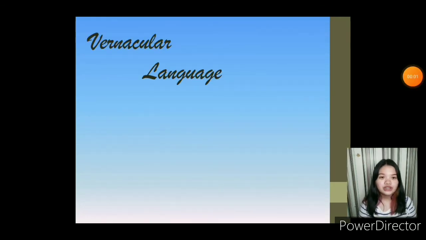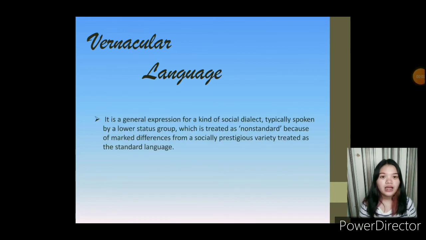Vernacular language. It is a general expression for a kind of social dialect typically spoken by a lower status group, which is treated as non-standard because of marked differences from a socially prestigious variety treated as the standard language. It generally refers to a language which has not been standardized or codified and which does not have official status.